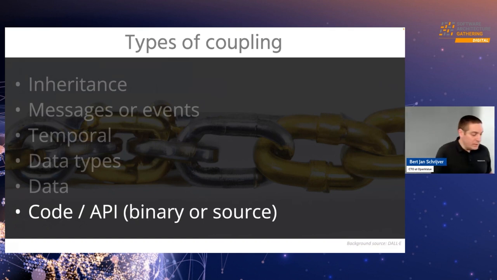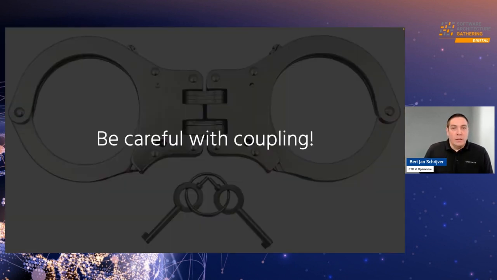I would say that it's impossible to make a non-trivial system without having some form of coupling. But you do need to be careful with coupling. So I was recently rereading The Unicorn Project, the book by Gene Kim. And in this book, the five ideals of DevOps are discussed. The first ideal is locality and simplicity.